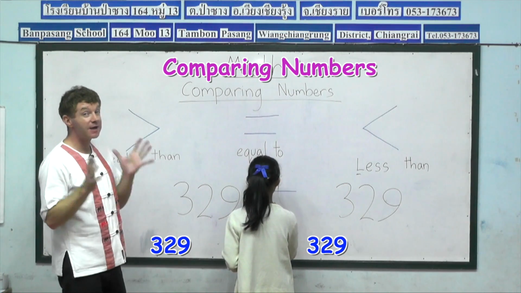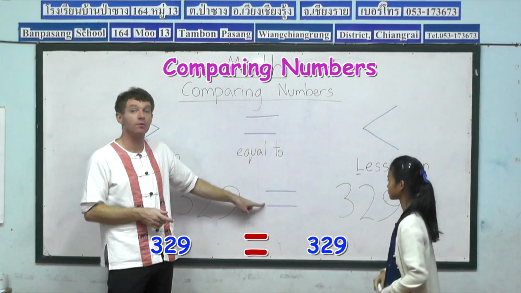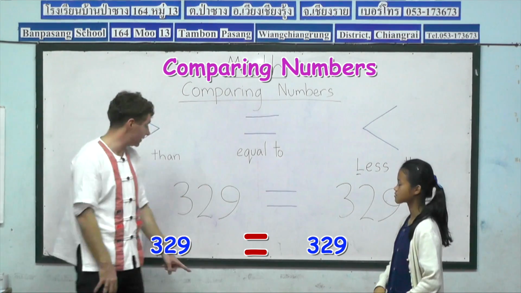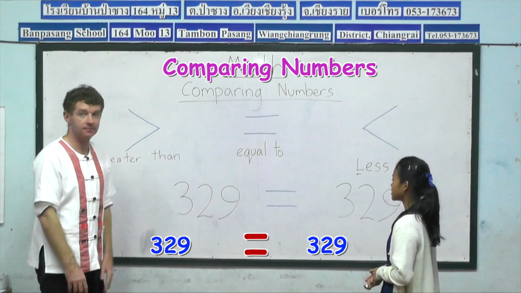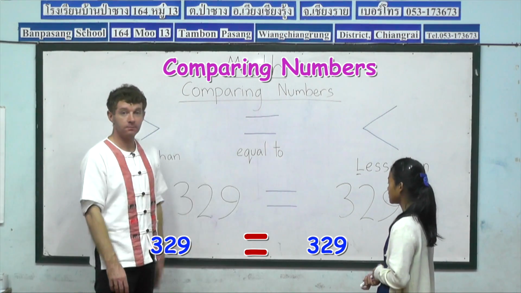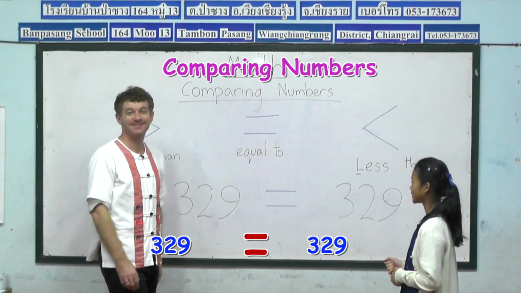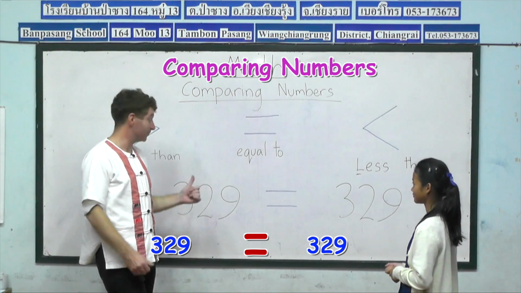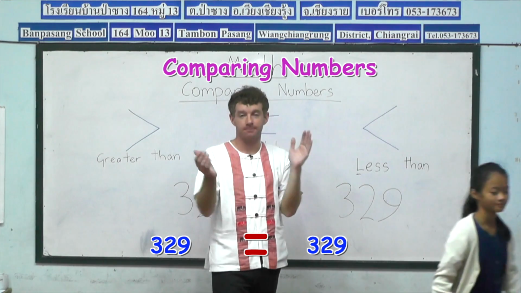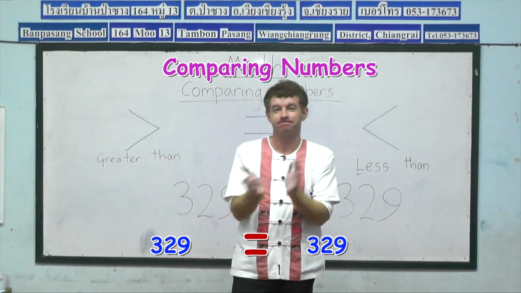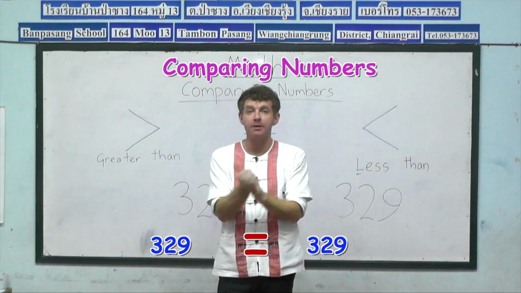So you see, when we have two numbers exactly the same, we have to use the equal sign. And this represents 329 is equal to 329. That's very good, and you can see Dan, well worked out. High five, big round of applause for Dan. And round of applause for everyone, guys. That was very well remembered.